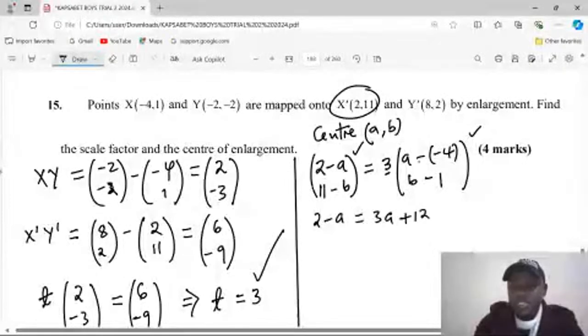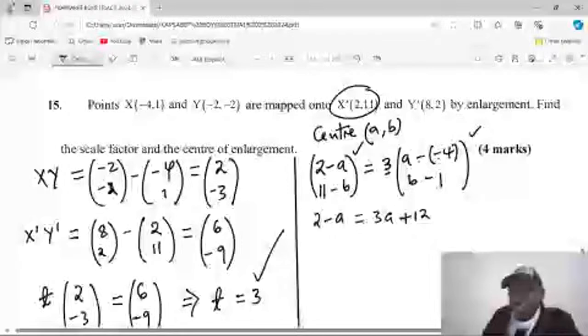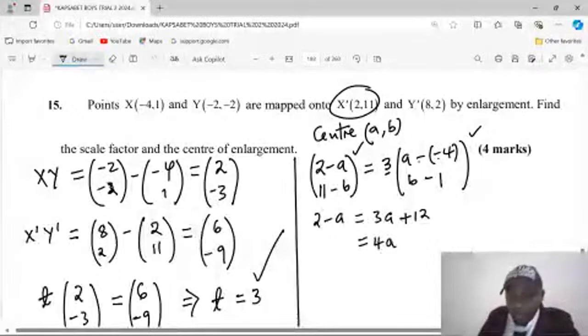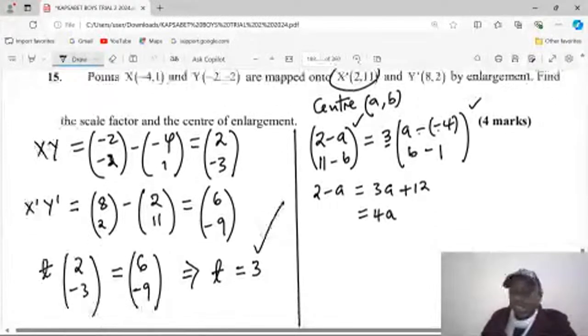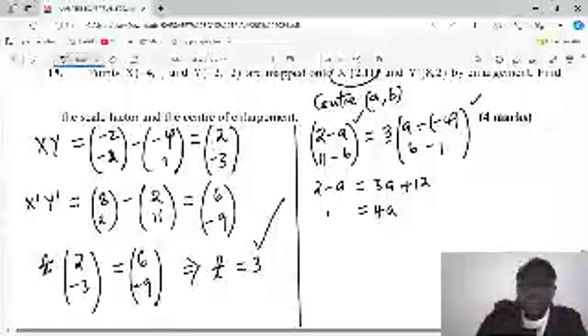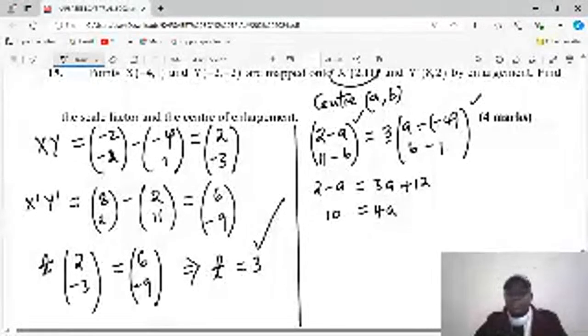I'm adding 12 because negative -4 becomes +4, so 12 like that. We can have this one becoming 4a on one side. Then on the other side, 2 minus 12 gives us -10.